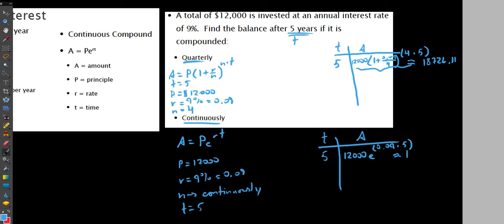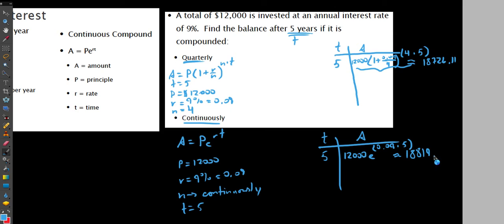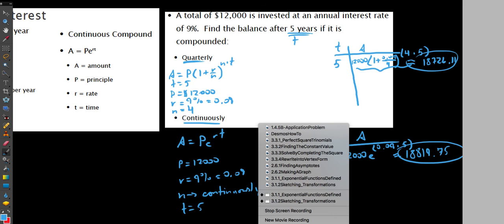So we get about 18819, and that was out to the nearest hundredth here, about 0.75. So 75 here, this would be the amount we would have after 5 years, as opposed to the amount we had after 5 years compounding quarterly. So just know what these formulas are, know the difference between when to use them and how to use a calculator to get your answers here. Cheers.